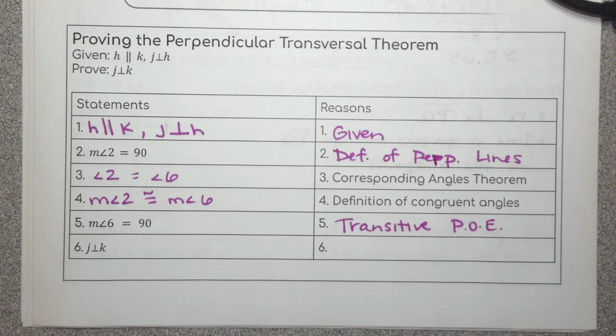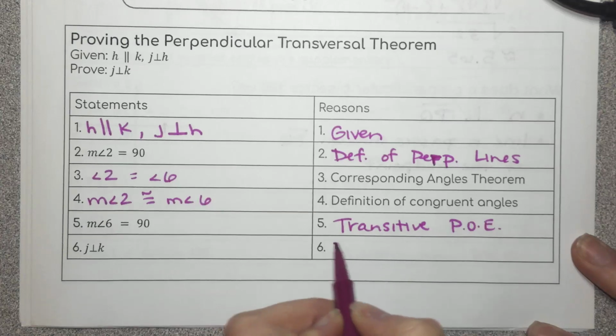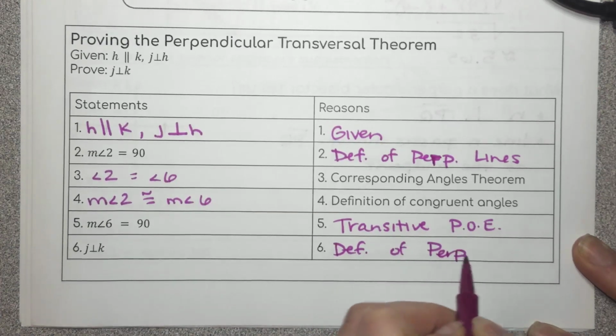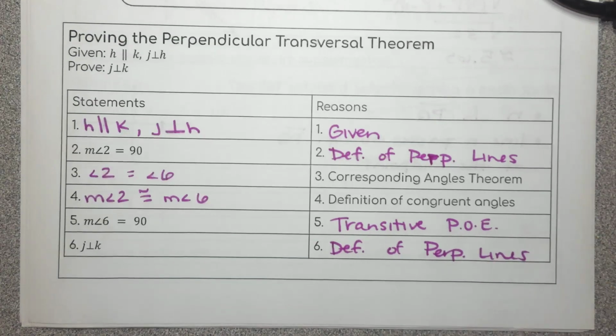If two lines are meeting at 90 degrees, what do we have? The definition of perpendicular lines.